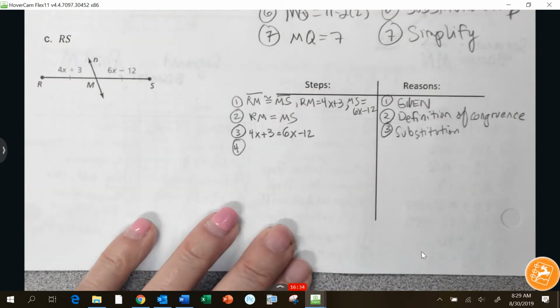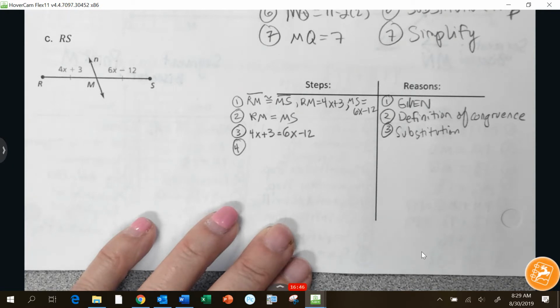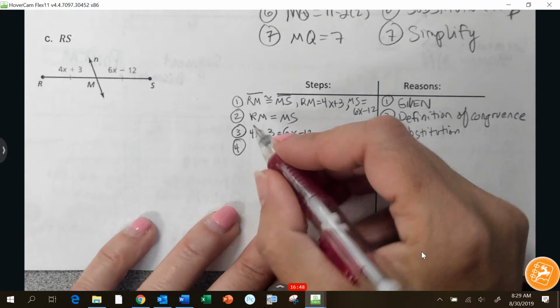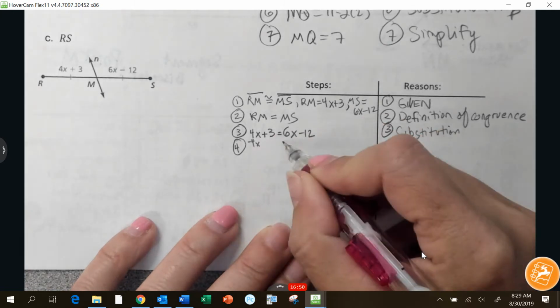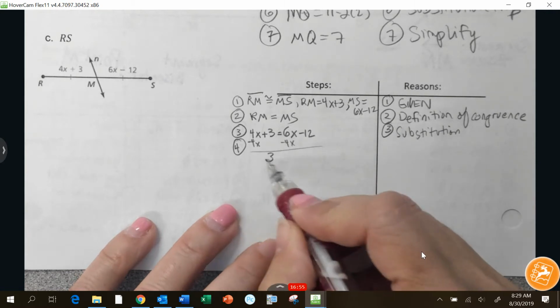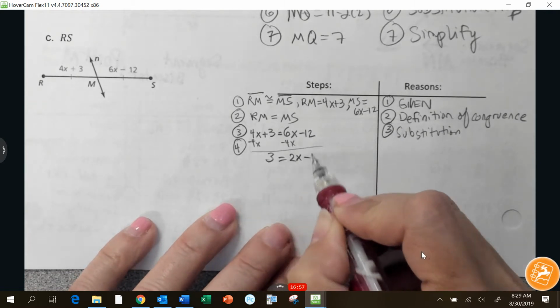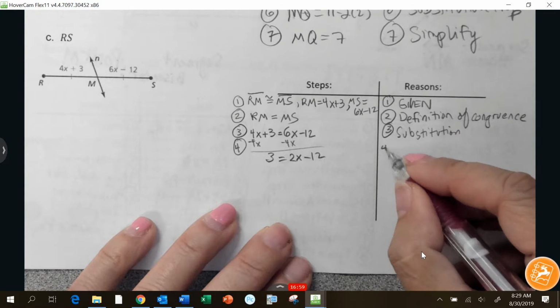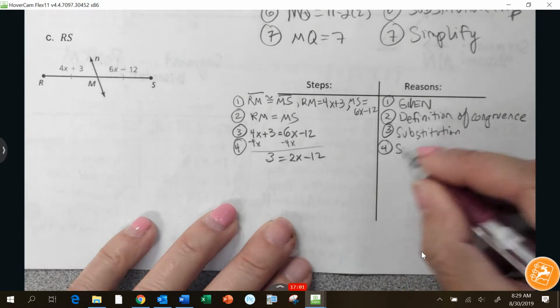Austin, what am I going to do next? Can you take your thing out of your ear, please, dear? You do minus 4x on both sides. Okay, and go ahead. What's the reason? Property of equality. What kind of property? Subtraction. Subtraction property of equality.